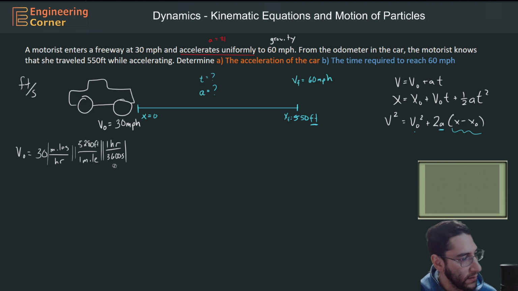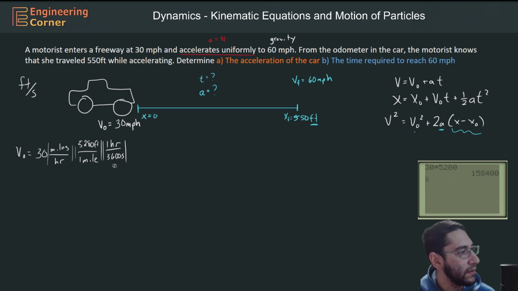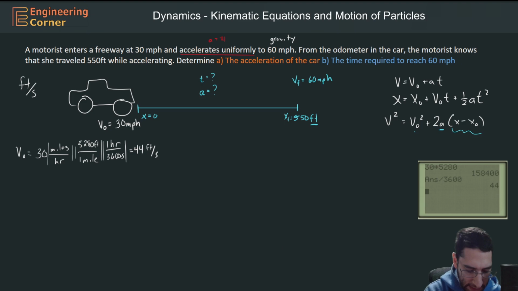With the calculator, we're just going to multiply 30 times 5,280, and we're going to divide that by 3,600. So we get that this is equal to 44 feet per second. And we're going to do the same thing with our final velocity. So our final velocity, instead of 30 miles per hour, we're going to have 60 miles per hour.